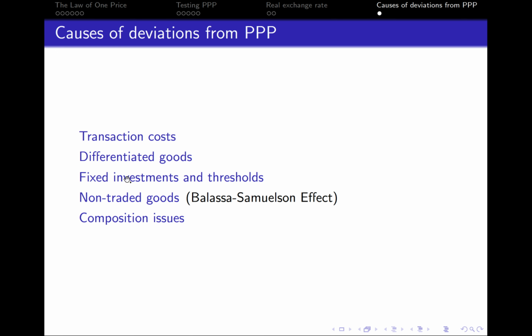Now, again, fixed investments and thresholds. So look, in the case that I was telling you about the arbiter in the marketplace, it was really easy to buy some potatoes in a cheaper place and just go to the other part of the market and sell the potatoes, right? And because of that, lowering the price on the entire market.